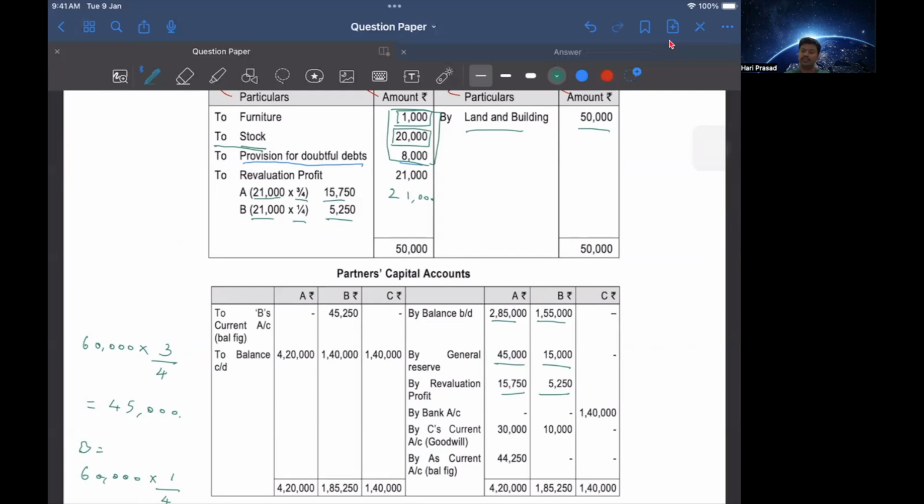From the question given, we can find out C is bringing in 1,40,000 as capital in cash and by bank account. C's capital is credited because he is bringing that as capital. 1,40,000, C's capital is credited by bank account.